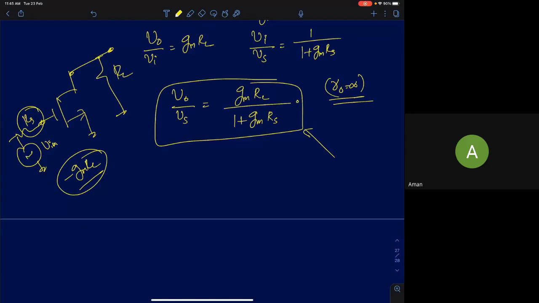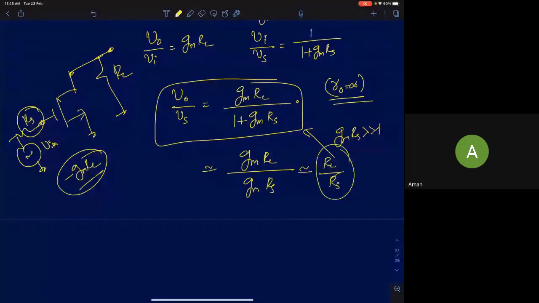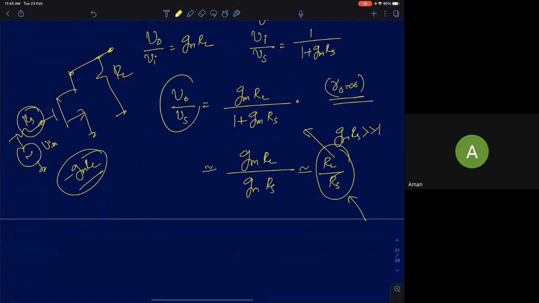Now let's assume Rs is really large. So therefore, your gm Rs is much greater than 1. In that case, what do you think this reduces to? gm RL divided by gm Rs. Can I say it's approximately equal to RL by Rs? So now if you see this result, what you see here is that your voltage gain is limited by the source resistance itself. That starts limiting your voltage gain. So that's one problem that we see here. Your source resistance can end up limiting the voltage gain because your RL is very small.